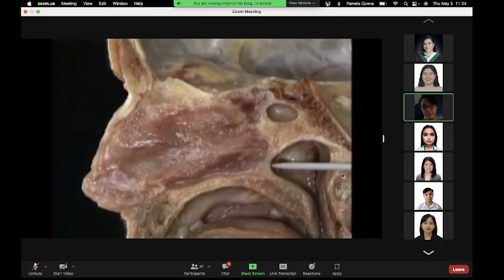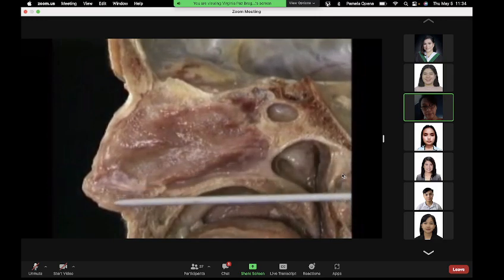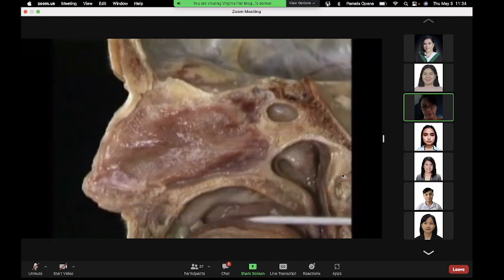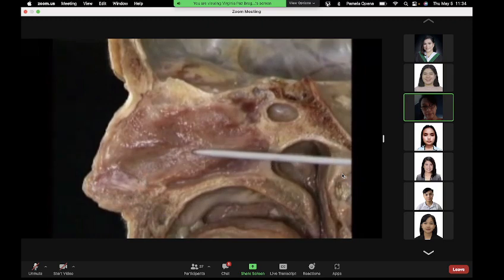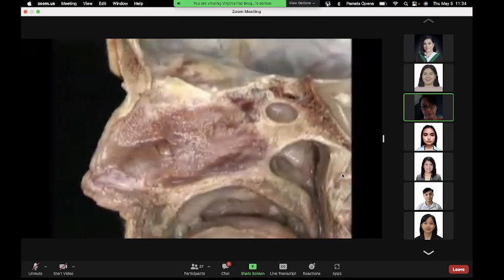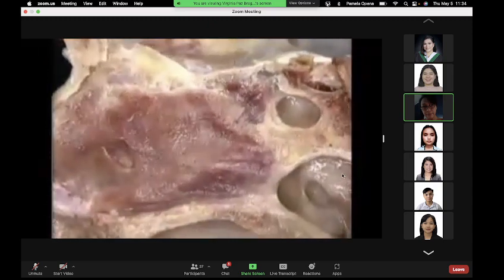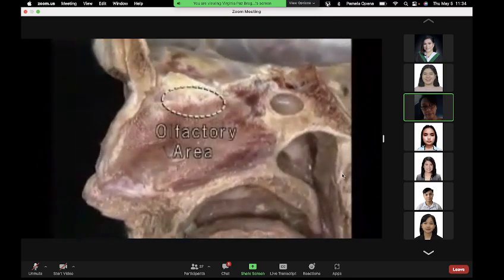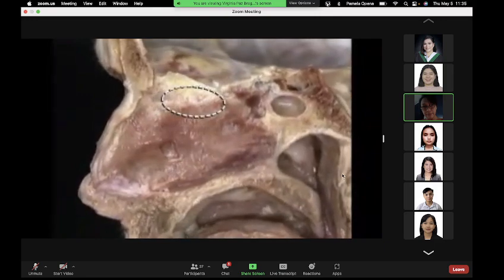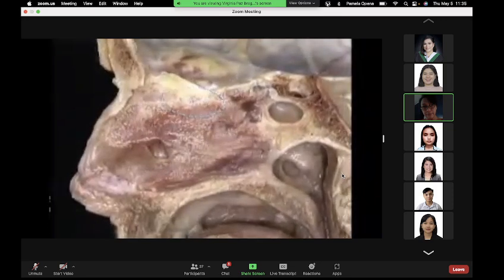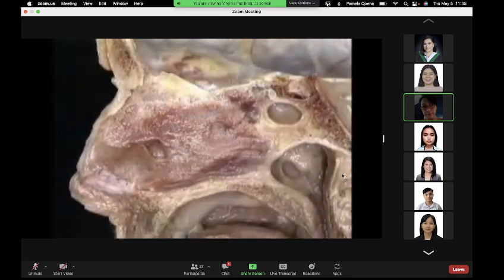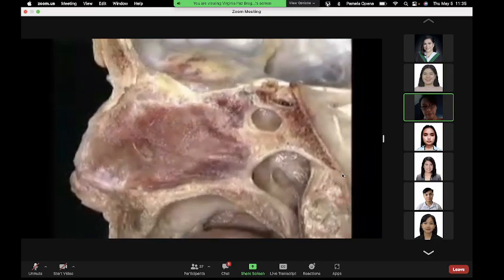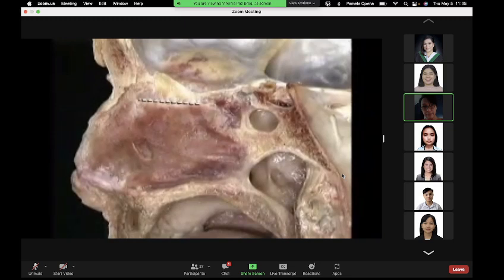The nasal septum extends from here behind to here in front. This small part of the septum is covered with skin. The rest of it is covered with this layer of mucous membrane. We'll remove a small piece of the mucous membrane so that we can appreciate its thickness. The highest part of the septum is the specialized olfactory area. It contains some of the fibers and nerve endings of the olfactory nerve, which are the sensory receptors for our sense of smell. The cribriform plate, which the olfactory nerve fibers go through, is at this level.